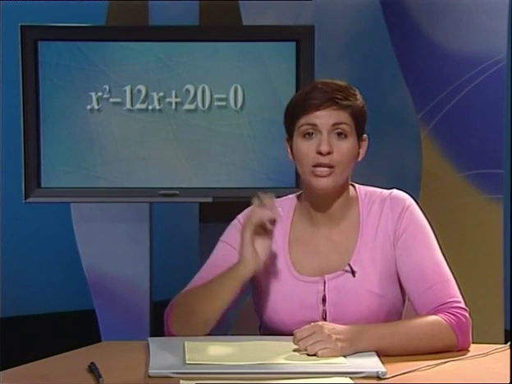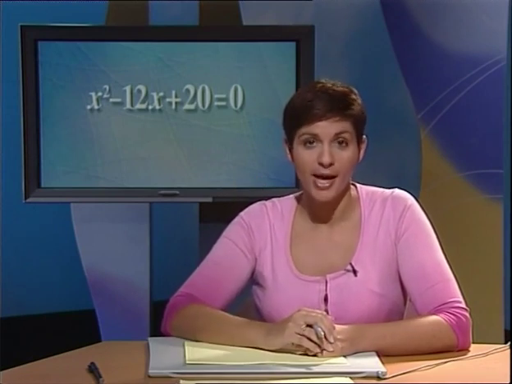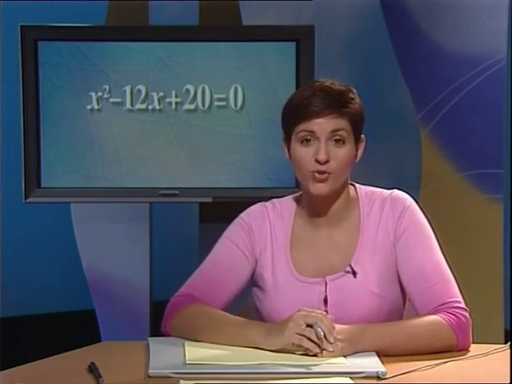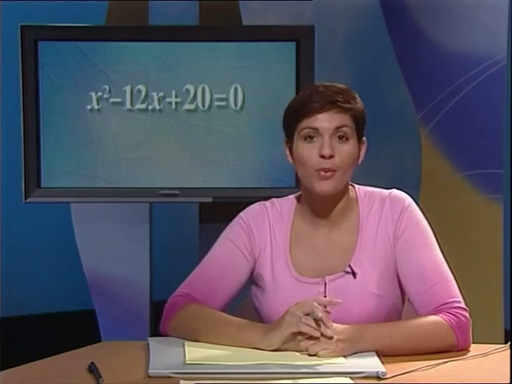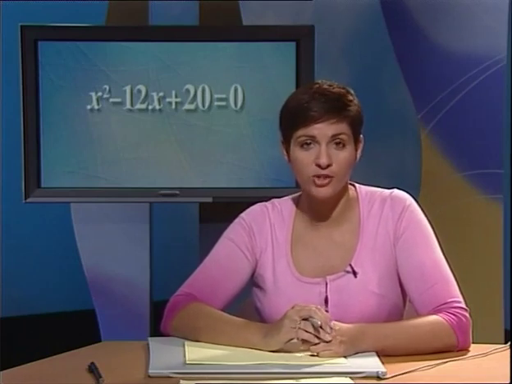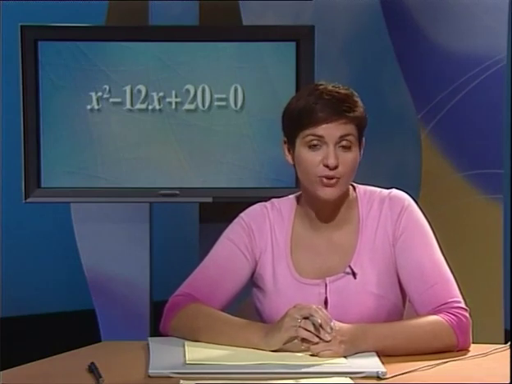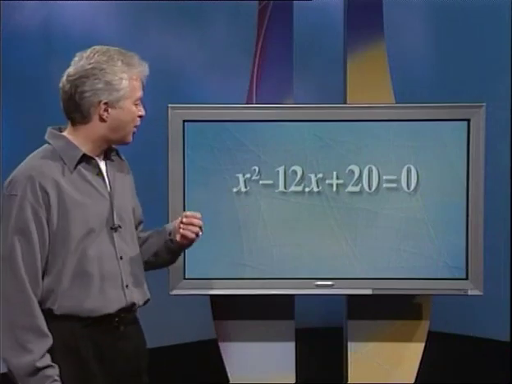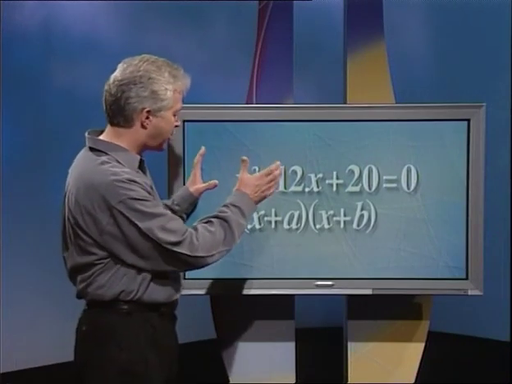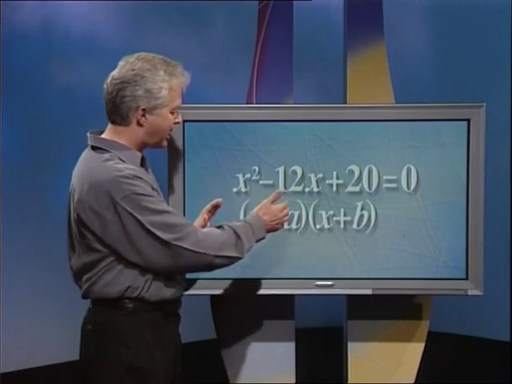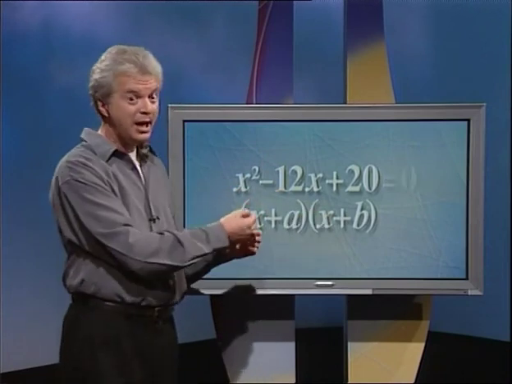In a minute, I'll be looking at a quadratic equation, x squared minus 12x plus 20 equals 0. Now I could use the general formula to solve this, but it does factorise. And here's the generalised form for factorising the expression on the left-hand side. (x + a)(x + b), and we need to find the numbers a and b.